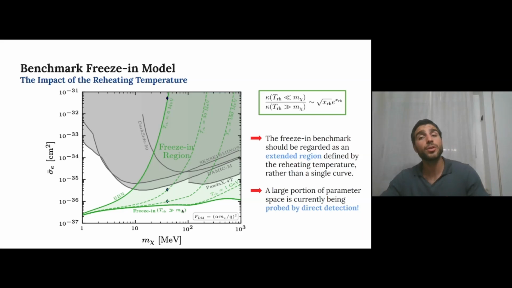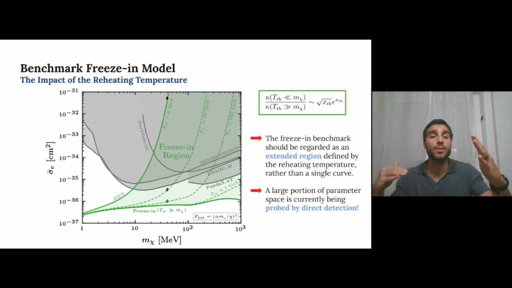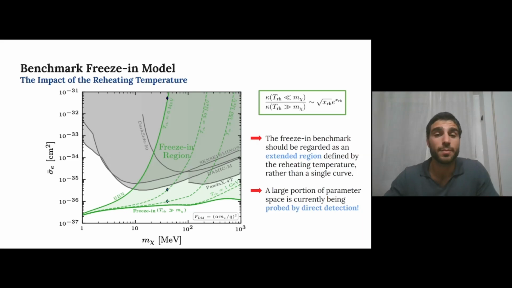As expected, departures from the standard freezing benchmark only occur for masses that are much below the corresponding reheating temperature. Overall, we find that the freezing scenario is not simply confined to the bottom solid green curve, but rather it encompasses the entire green region in the figure between the BBN bound and the standard benchmark. In addition, one can clearly see that the experimental exclusion curves now intersect the broadened freezing region, indicating that direct detection experiments are already actively probing the sub-GeV freezing scenario with low reheating temperatures.